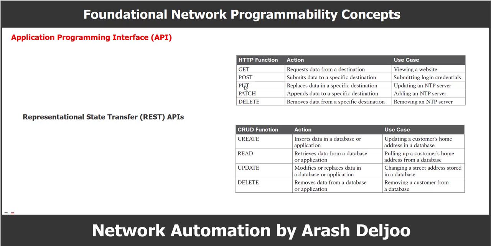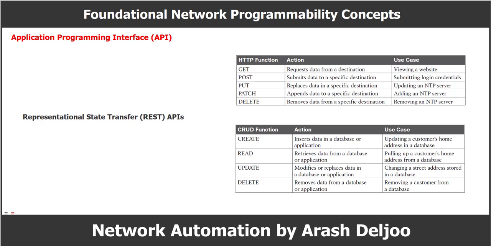About the PUT HTTP function, the action is replacing data in a specific destination. We can use it for updating an NTP server. About the PATCH HTTP function, the action is appending data to a specific destination, such as adding an NTP server. And the HTTP DELETE action can remove data from a specific destination. It means that, for example, we can use it for removing an NTP server.